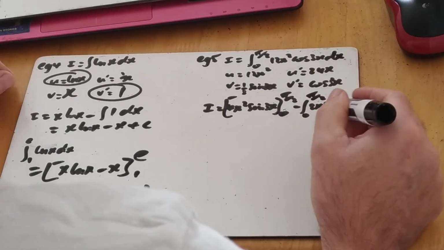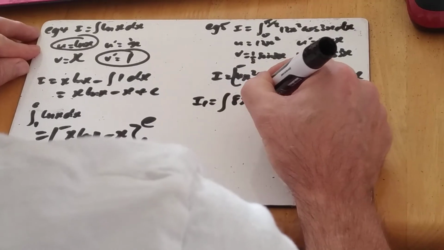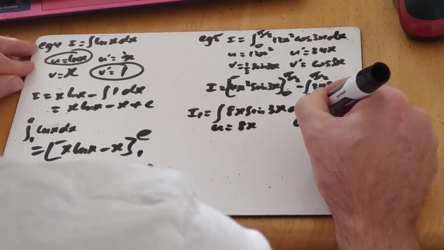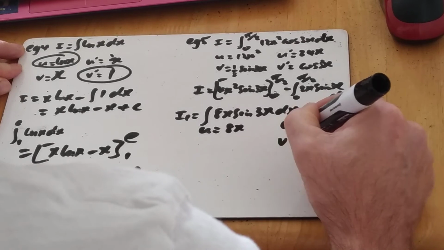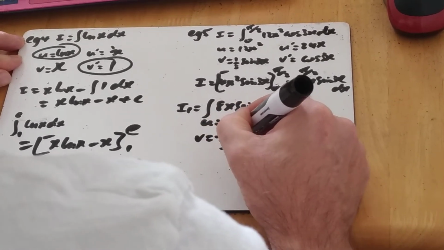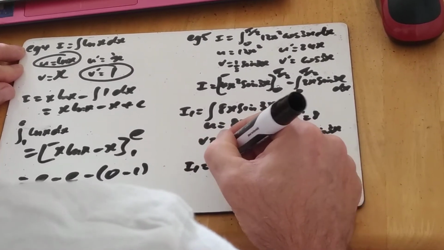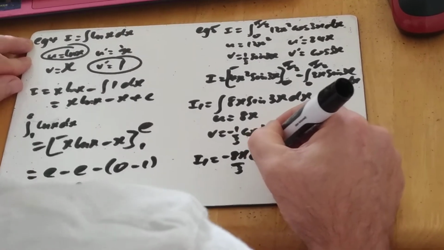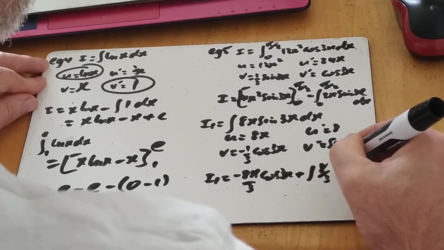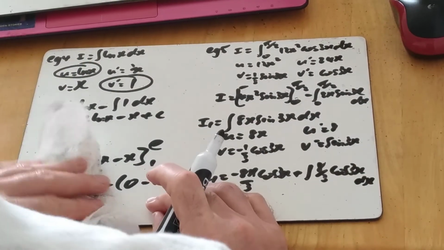So, I might do this as a separate integral, 8x sine 3x dx. u equals 8x, u dashed equals 8, v dashed is sine 3x, v is minus a third cos 3x, and so in this case I end up with I1 equals minus 8x over 3 cos 3x, and then plus the integral of 8 over 3 cos 3x dx. I will need this extra little bit here, so I'm going to run out my example 4.